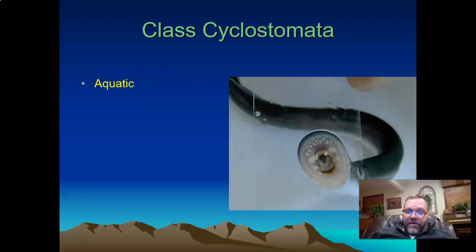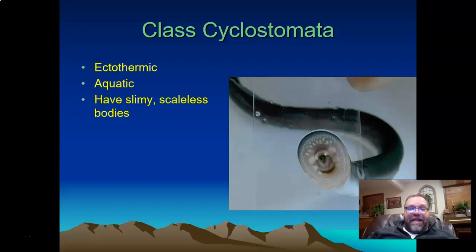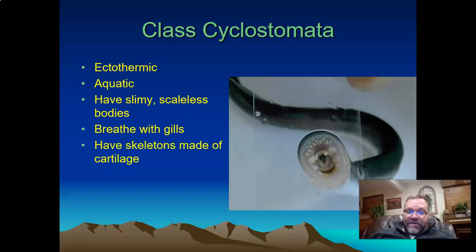These are weird ones. They are aquatic. That means they live in the water. They are cold-blooded. They have slimy, scaleless bodies, no scales. That's the difference between if it lives in the ocean or whatever and it has scales or doesn't have scales. They breathe with gills, and here's the other one. They have a skeleton made out of cartilage, like chondrichthyes, but here they do not have a jaw. They do not have a jaw.